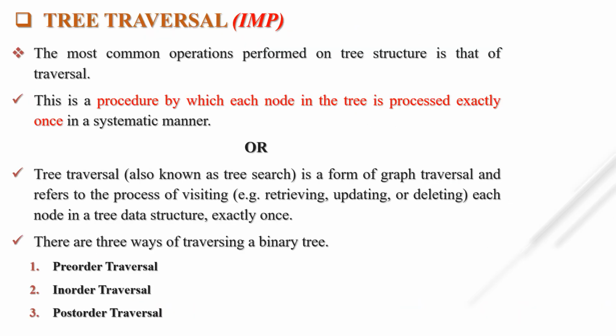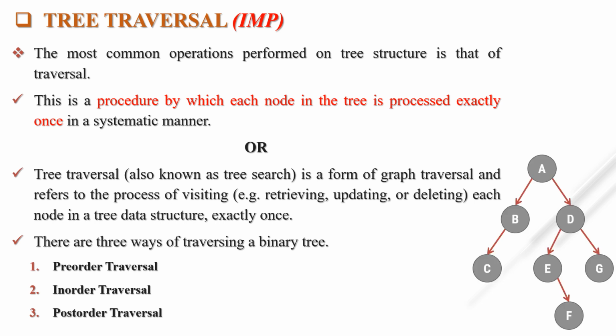So the most common operation performed on a tree structure is that of traversal. So what is traversal? It is a process by which we can visit and access each and every element present in any data structure like array, linked list or tree. In computer science, traversal of a binary tree refers to the process of visiting, which includes updating, retrieving or deleting each node in a tree data structure exactly once.